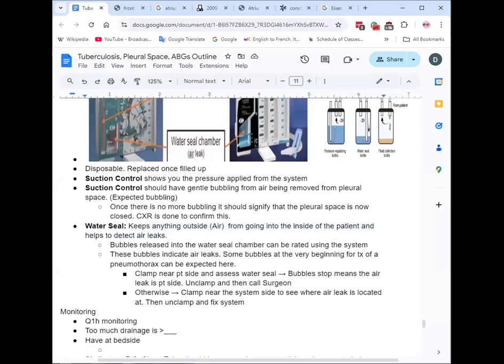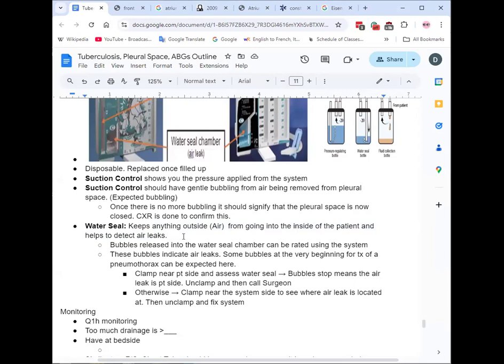Oh, go ahead. Sorry, it's just because I didn't want to type too much, but I'm a little confused because I'd like to think ahead and see how he could ask me a question about this. I'm wondering if his question will be specific enough, because if it says you assess your patient and there's bubbling in the water seal chamber, I'm assuming it'd be, what would your action be? But it's normal in some cases, and not normal in some cases.